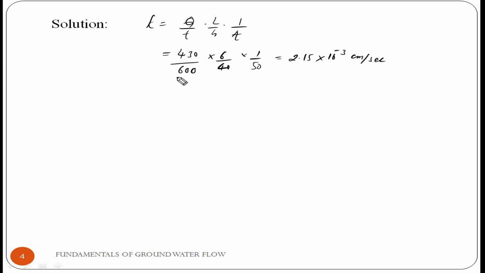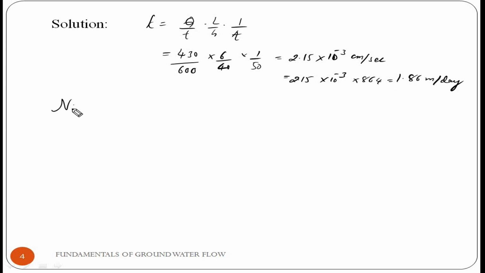If you want to convert in terms of meter per day, then we can write it as 2.15 into 10 to the power of minus 3 into 864, which is equal to 1.86 meter per day.